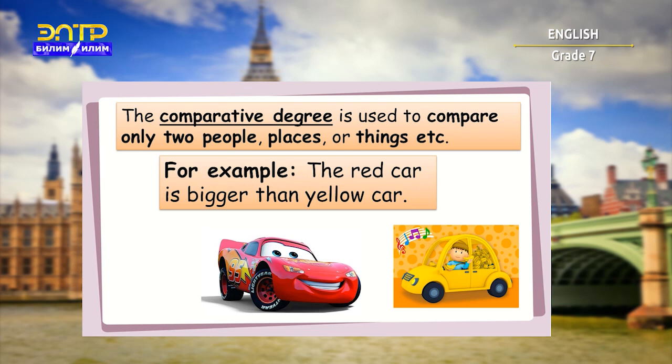The comparative degree is used to compare two people, places, or things, etc. The word than typically follows the comparative form. For example, the red car is bigger than the yellow car. And here, the comparative adjective is bigger.